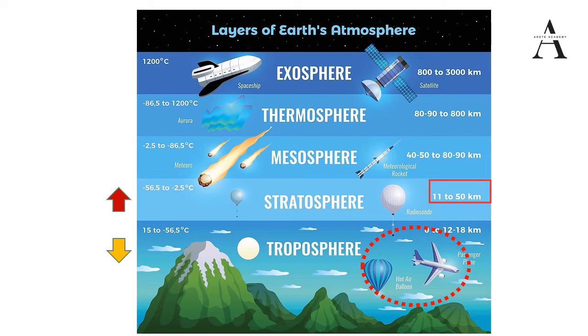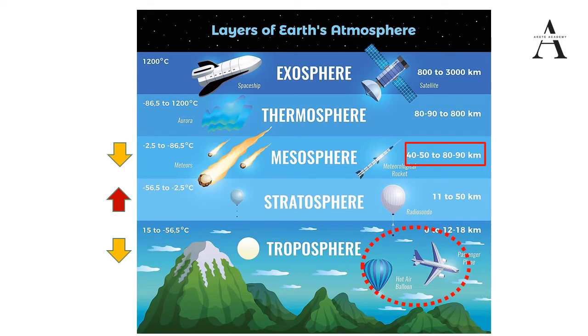Next, altitude wise, mesosphere. It starts from 40 kilometers up and extends up to 90 kilometers. Near the top of this layer, the temperature drops to the lowest in the Earth's atmosphere, about minus 90 degrees Celsius. Okay, so there is inversion happening. In the troposphere, it is decreasing. In the stratosphere, it is increasing. In the mesosphere, the temperature is again decreasing.